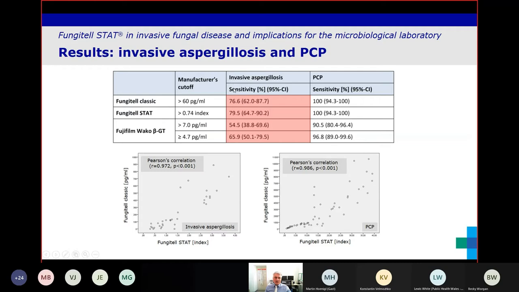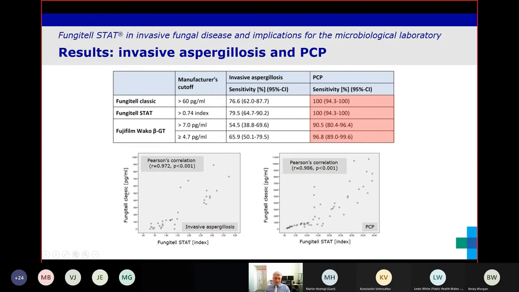As I said in the beginning, the sensitivity is lower in invasive aspergillosis. So the Fungitell assays showed a sensitivity between 75 and 80%. The Fujifilm Wako test sensitivity was between 55 and 65%. And in pneumocystis pneumonia, we have excellent sensitivities because of the high beta-D glucan levels in the blood: 100% for the Fungitell assays and between 90 and 95% for the Fujifilm Wako test.